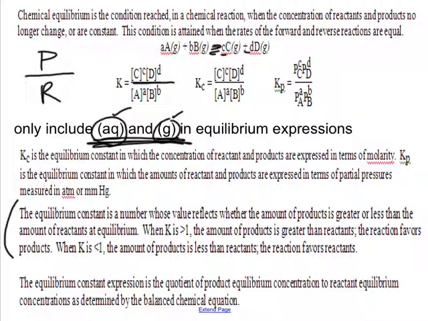If, let's say, all our products were solids, don't write this down, just look at it. If all of these were solids, we wouldn't have this, so we put a 1. You don't put a 0, it has to be a 1. So just know you can only include gases and aqueous species in these expressions.